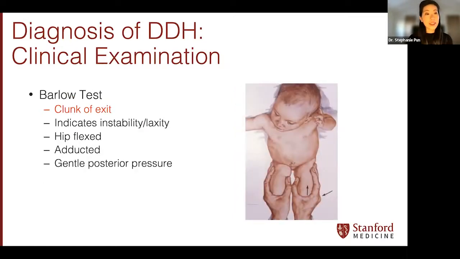The Barlow test is the opposite. It's the clunk of exit of the femoral head from the acetabulum, out of the socket. So this indicates instability or laxity of the hip, but not necessarily a dislocated hip. The hip is flexed and adducted, so the knees are brought together, and there's gentle posterior pressure applied at the knee to try to push the femoral head out the back of the acetabulum, and you will feel a little bit of sliding with a positive Barlow test.